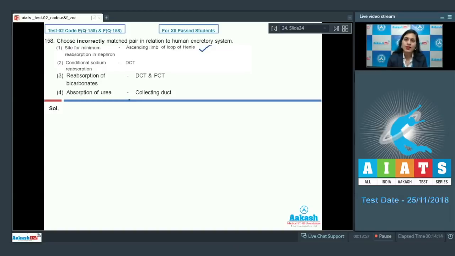Why? Because this is given in your NCERT book that the minimal reabsorption occurs in loop of Henle. The next option given is conditional sodium reabsorption, and the site given is DCT, and this is a correct match because under the effect of ADH, that is antidiuretic hormone, this conditional reabsorption occurs in DCT as well as in collecting tubules.